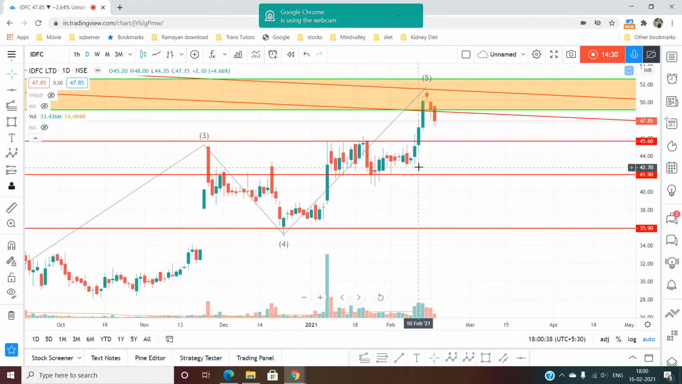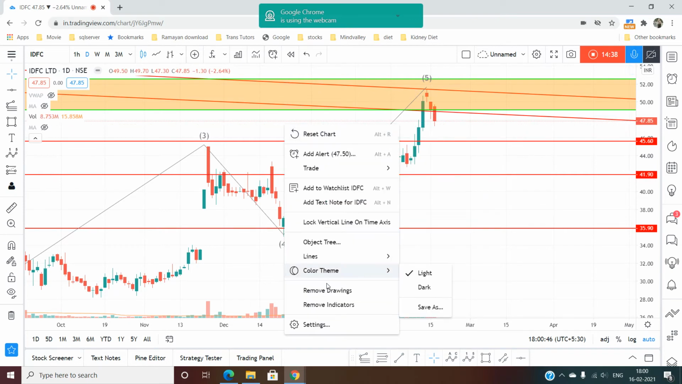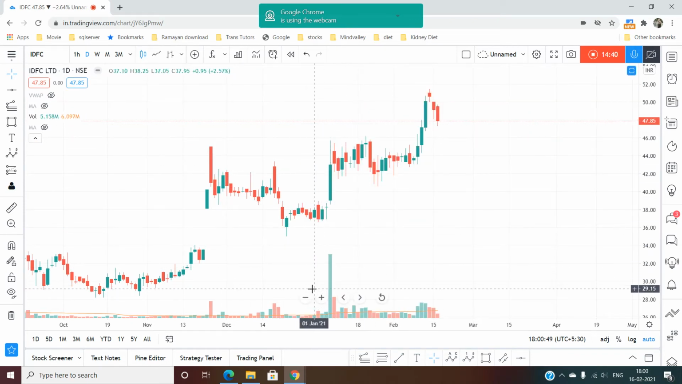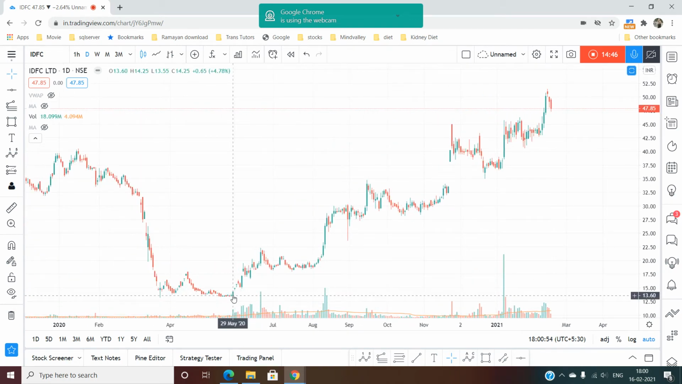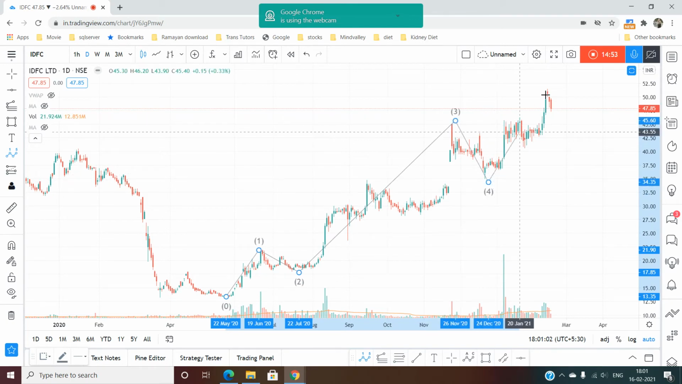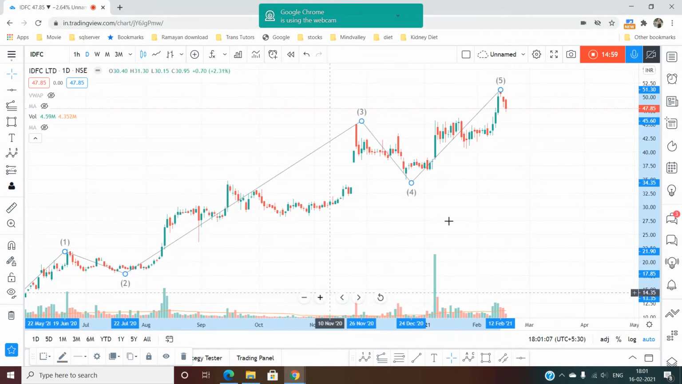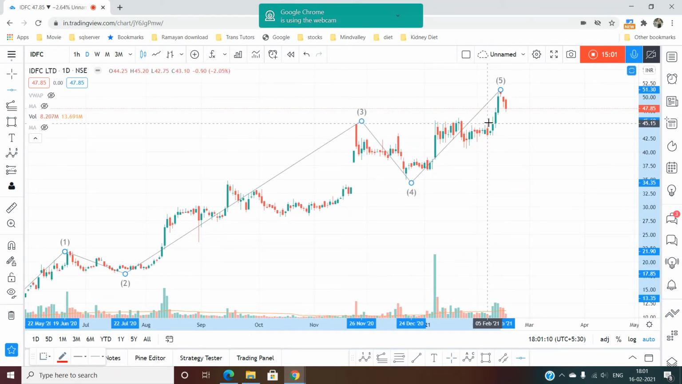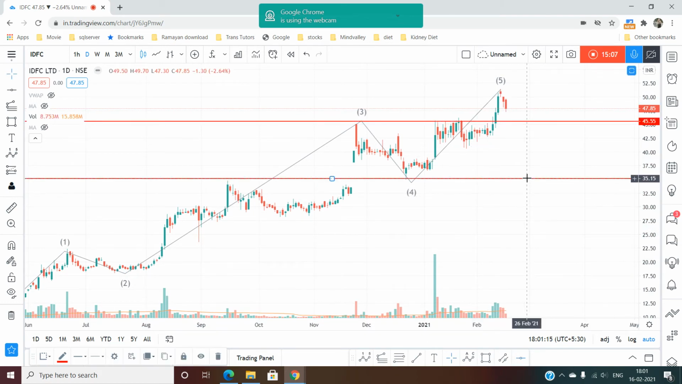Now, understanding everything right now, let's see what we can do. We'll remove all the drawings right now. It's confusing. Okay, so the only thing that we are left with is this: the first wave, second wave, third wave, fourth wave, and this is the fifth wave that we are thinking. Okay, this is what we are thinking right now. What are the levels to see? This is the first level, okay, 45.55, and this is the second level that you have to see.